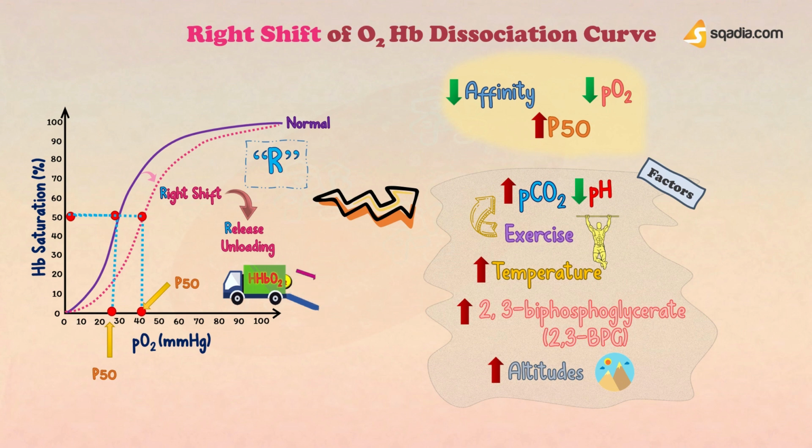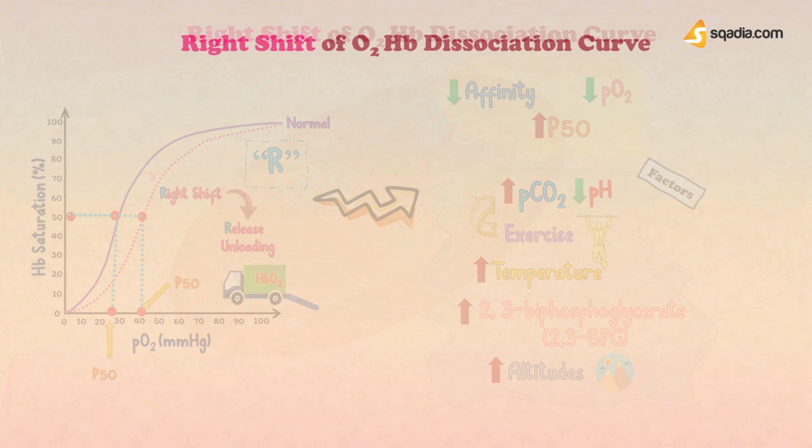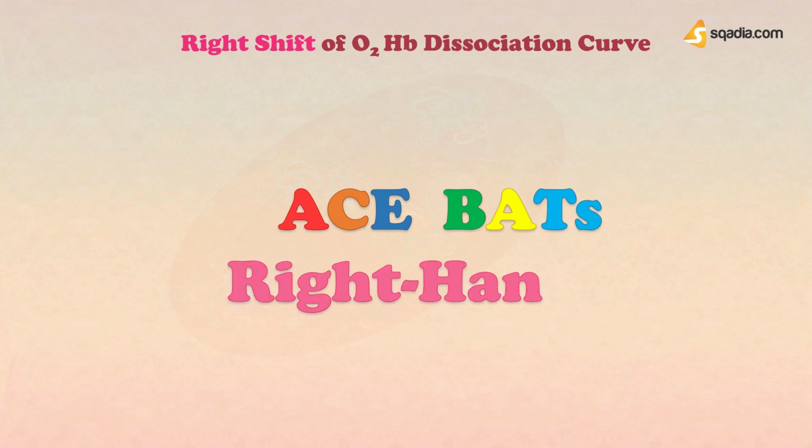I know, at times you will jumble them together with the factors causing the curve to shift to the left. Well, I came across an easy mnemonic that I'll share to help you out. The mnemonic is: ACE BATS right-handed.